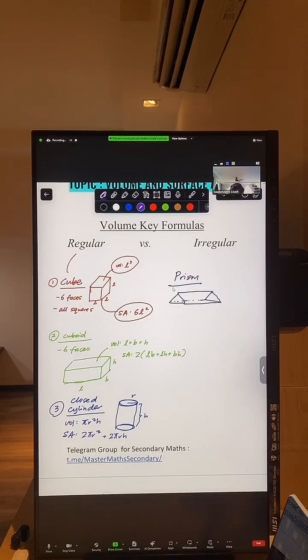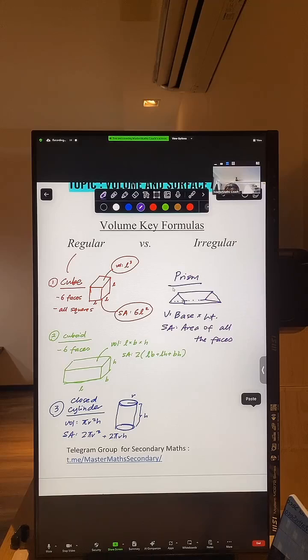Okay, guys. Prism. A prism looks like this. Not prism TV, prism as in the shape. We take the base area times the height. This is volume, V. And surface area is the area of all the faces. There's no one formula for all prisms because different prisms have different shapes.